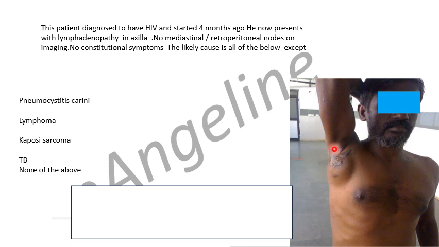The axilla is a superficial group of nodes. When you have a deep group like your mediastinal or your para-aortic in the abdomen, think of malignancy and infection. So the answer actually is malignancy and infection. All of them belong to one or the other. When they are superficial nodes, think of reactive nodes. This is important. So here they gave you a clue about reactive nodes based on the clinical and the imaging findings. They pushed you there, but they have not given you that option. So it is none of the above.